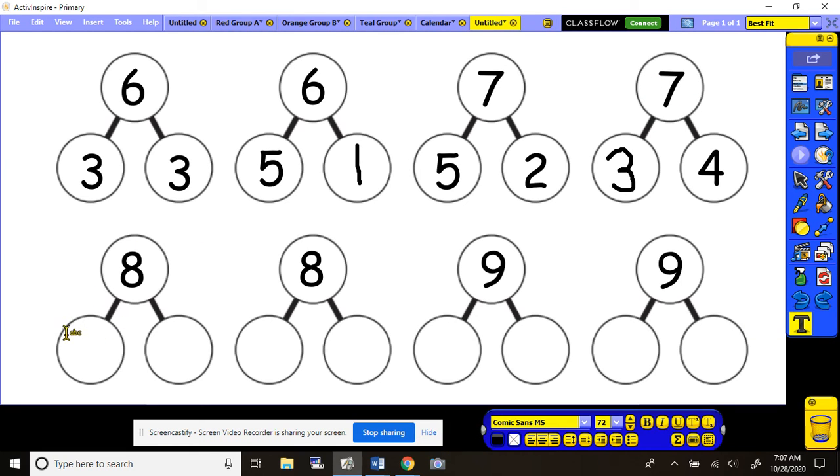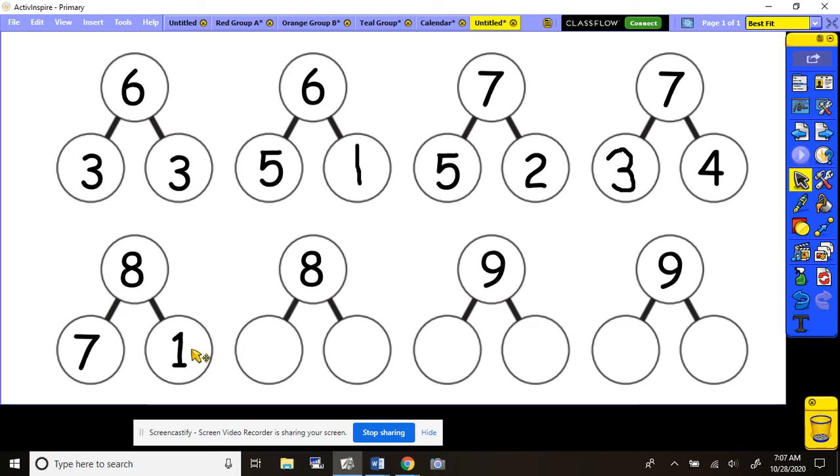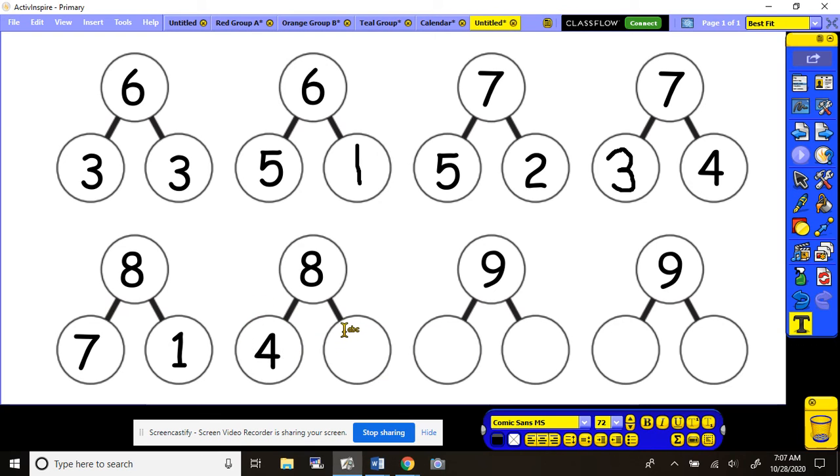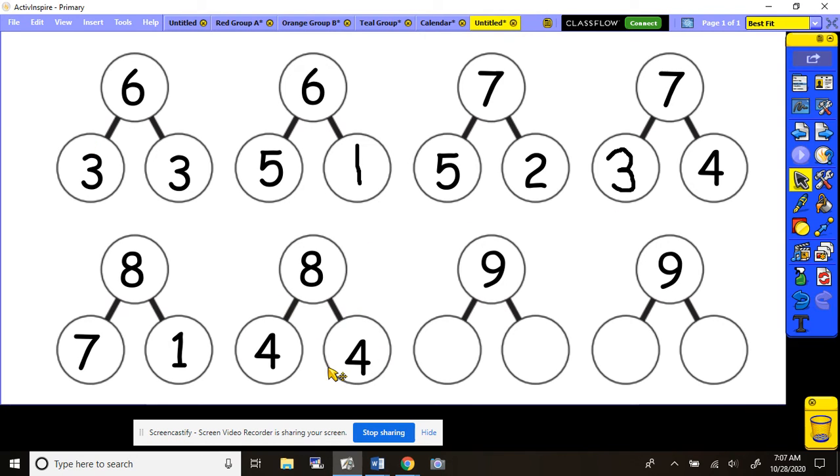All right, then 8, I might start with 7. If I start with 7, how many more do I need to get to 8? Just 1. So I could do 7 and 1, or 1 and 7. Can you think of 2 other numbers that make up the whole 8? Well, I know that 8 can be made up of 2 of the same parts because it's a double, a lot like 6 is. So I could have said 4 and 4. That makes up a double.